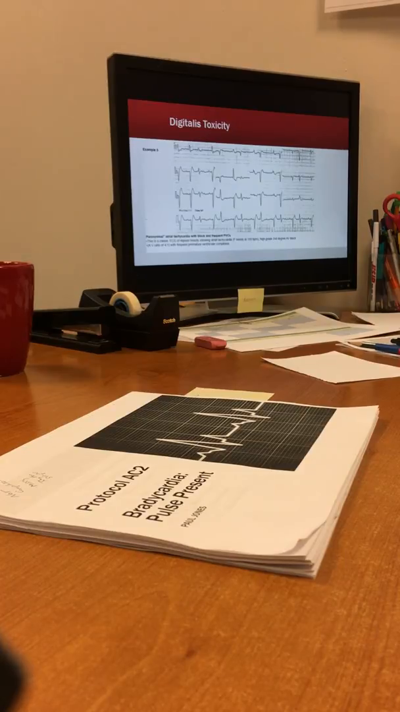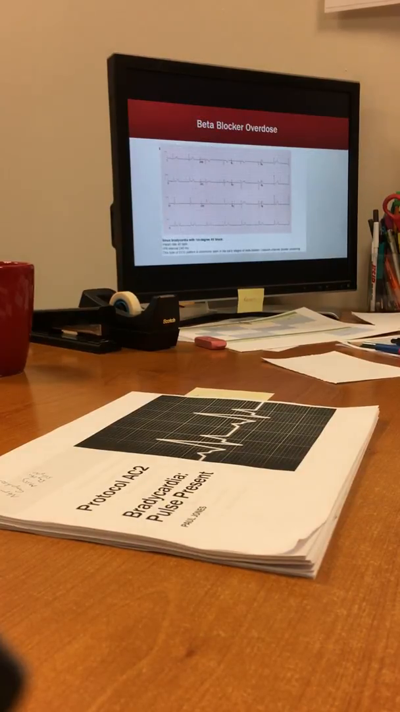Just a couple of rhythm strips. This one is digoxin toxicity, and it's a classic one that shows atrial tachycardia. The P waves are coming through at about 150 beats a minute, and it's a high-grade second degree AV block. It's about a 4-to-1 ratio with PVCs also, and this is a classic one for dig toxicity.